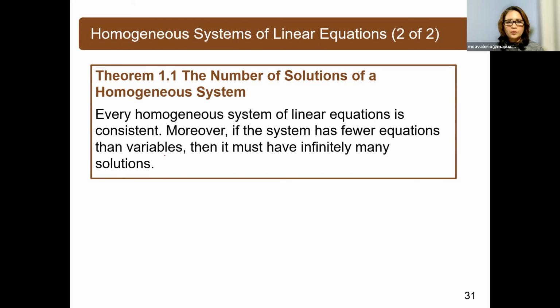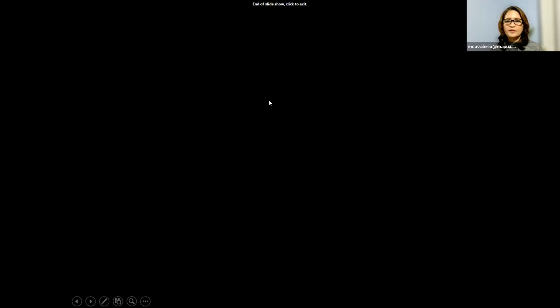So for theorem 1.1, which is about homogeneous systems of linear equations, it gives us the number of solutions for a homogeneous system. Every homogeneous system of linear equations is consistent. Moreover, if the system has fewer equations than variables, just like what we did earlier, then it must have infinitely many solutions. Okay, so that will be all about the Gaussian and Gauss-Jordan elimination, which is a method in solving a system of linear equations.